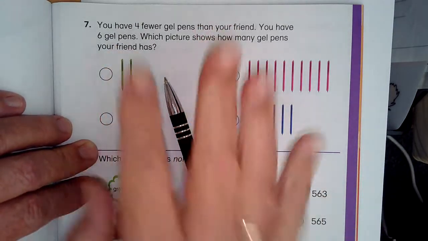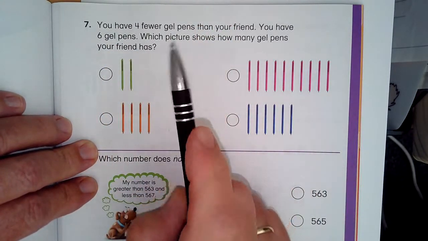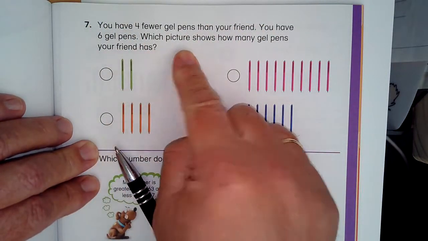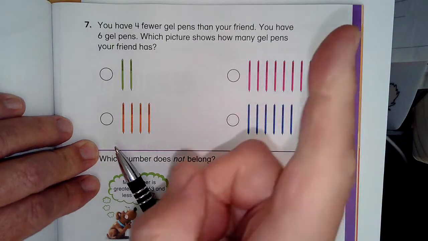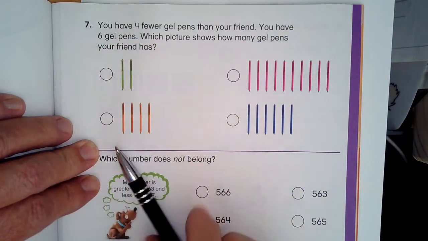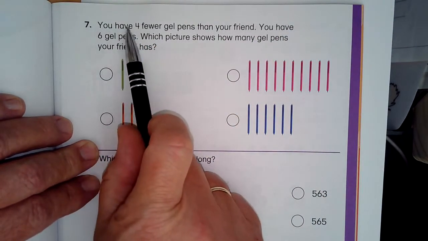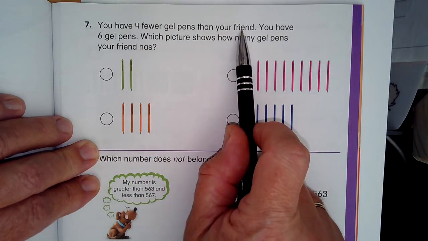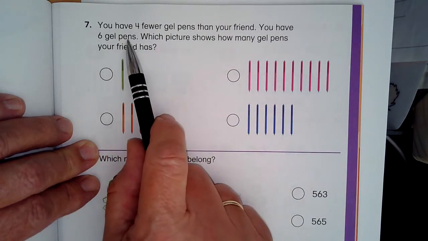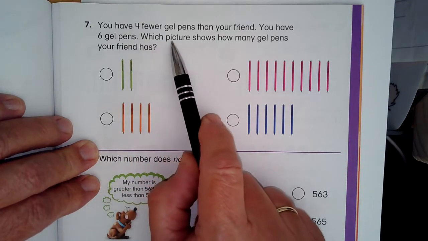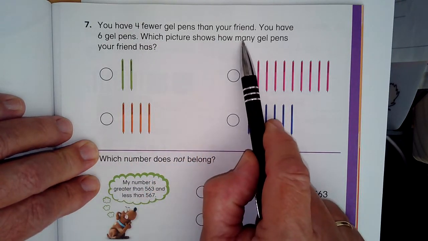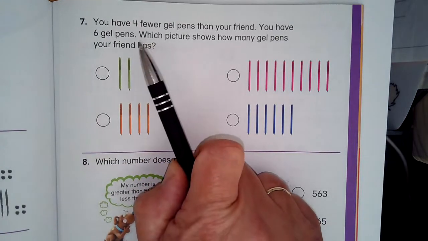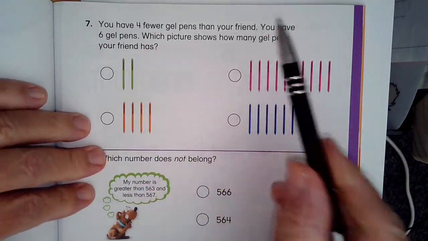All right, now this is a word problem, ladies and gentlemen, and whenever I have a word problem, I read the whole thing, and then, that's right, I read it again. So let's read it again. You have 4 fewer gel pens than your friend. You have 6 gel pens. Which picture shows how many gel pens your friend has? All right, we've read it again.